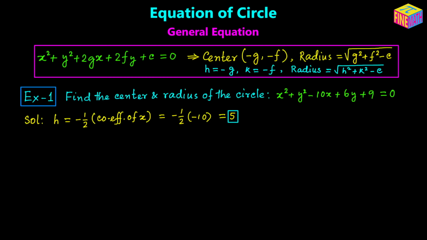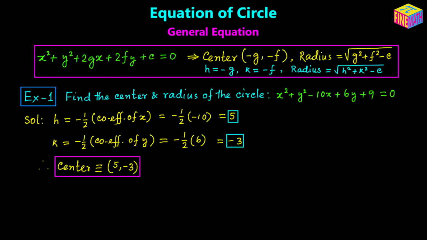Similarly, let's try to find the y coordinate of the center of the circle. We know that k is equal to negative half times the coefficient of y in the general equation, and in this case the coefficient of y is actually positive 6. So k will be equal to negative 1/2 times positive 6, and that will be equal to negative 3. So we have found the y coordinate of the center as well. That means the coordinates of the center are (5, negative 3). So we can say that the center is located at (5, negative 3).